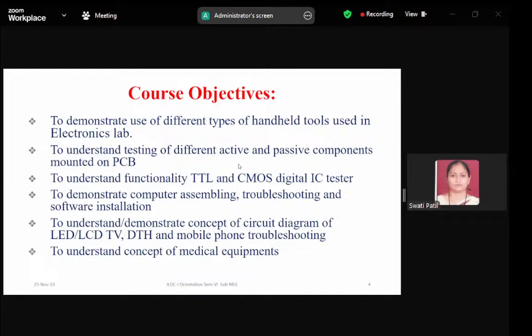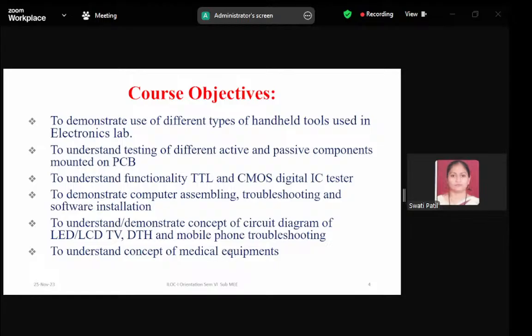So the course objectives of this subject are to demonstrate the use of different types of tools used in the electronics courses, to understand the testing of different active and passive components mounted on the PCB, and to understand the TTL and CMOS digital IC tester, to demonstrate computer assembling, troubleshooting, and software installation. Understanding the concept of circuit diagrams of LED and LCD TVs and mobile phone troubleshooting. Basically, we have to see how to troubleshoot a mobile phone, and understand the concept of medical equipment.